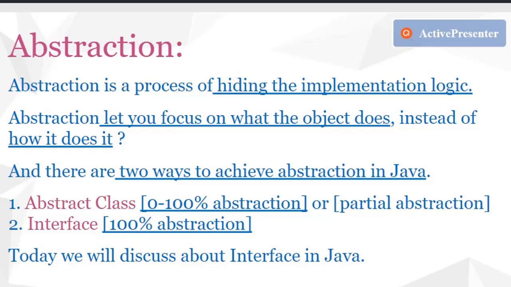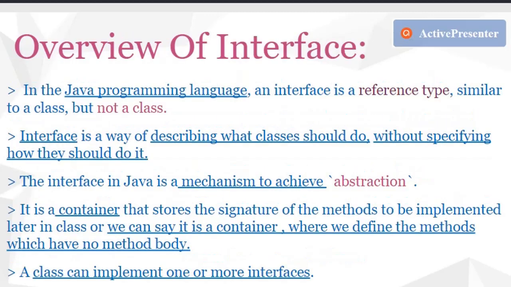There are two ways to achieve abstraction in Java. Abstract class, which I have already discussed, and interface. In this presentation, I am going to discuss about interface, where we achieve 100% abstraction. What is 100% abstraction? I am going to tell you very soon.